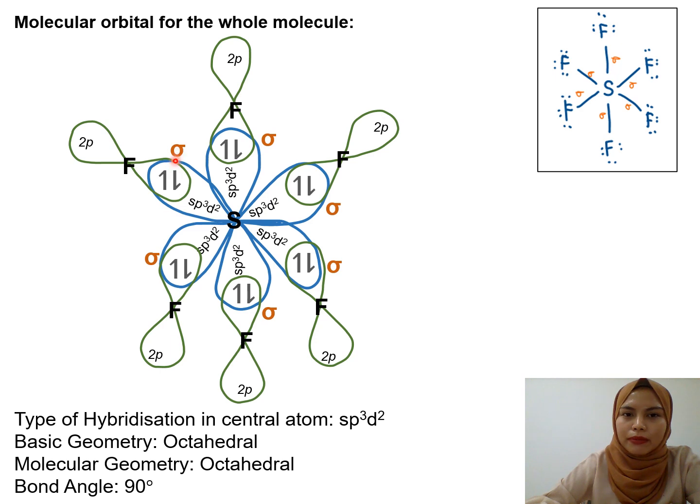And please don't forget to label the sigma overlap here because they all overlap end to end, therefore it's going to be a sigma overlap. So this is how sigma bonds form between S and each of the 6 F atoms in the SF6 molecule. Okay, so the type of hybridization in the central atom S is sp3d2. The basic molecular geometry is octahedral, and the real molecular geometry is also octahedral since there are no lone pairs, and therefore the bond angle should be 90 degrees because the bond angle for octahedral is 90 degrees.